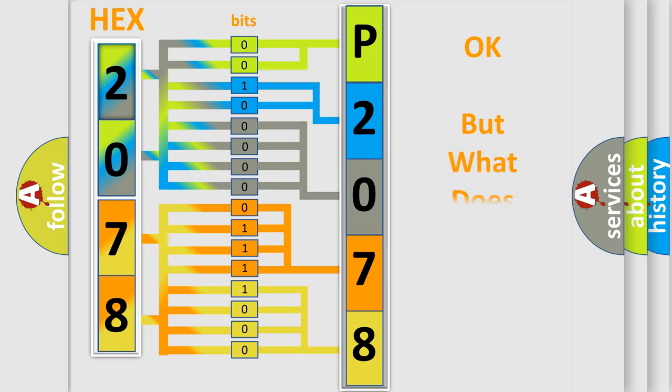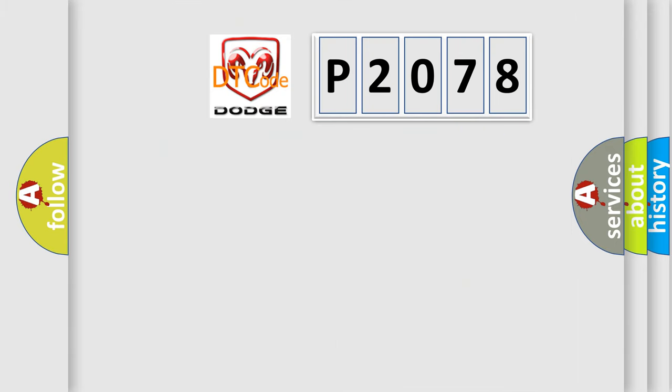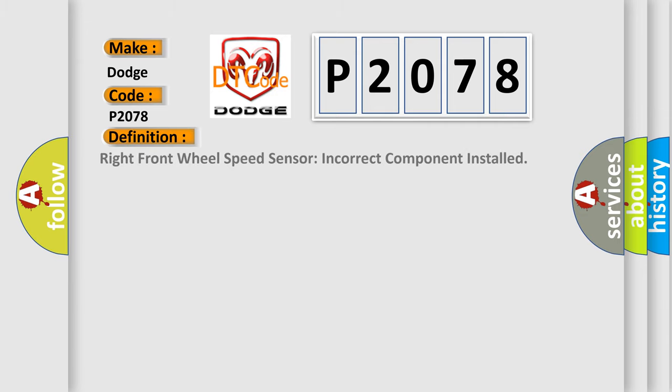The number itself does not make sense to us if we cannot assign information to what it actually expresses. So, what does the diagnostic trouble code P2078 mean specifically for Dodge vehicles? The basic definition is: right front wheel speed sensor, incorrect component installed. And now this is a short description of this DTC code.